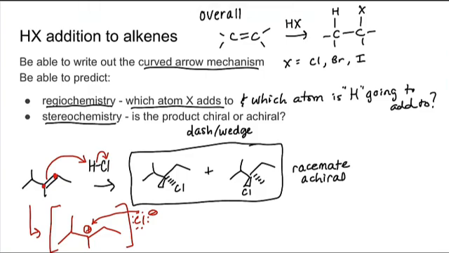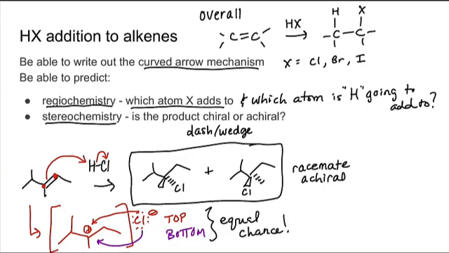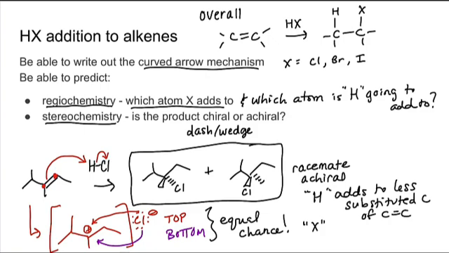Chloride can then come in and attack at that carbocation site, and there's a 50-50 chance of that chlorine attacking from the top and bottom face. So we'll say top and bottom, and there's equal likelihood of that. Okay, so that's why the two possible products will form. So what you're noticing is that H adds to the less substituted carbon of the carbon-carbon double bond, and X, in this case Cl, adds to the more substituted.